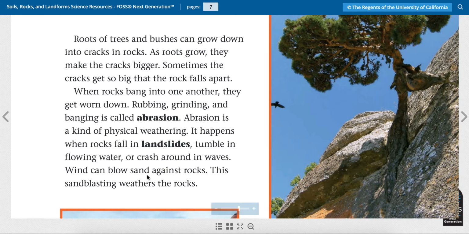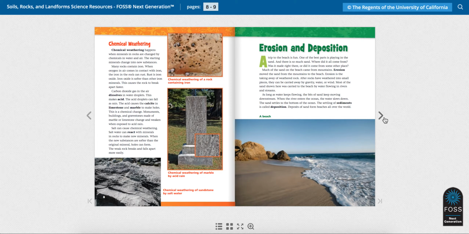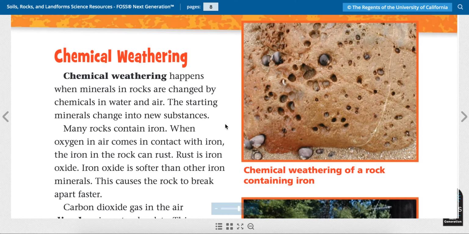Wind can blow sand against rocks. This sandblasting weathers the rocks. So I guess abrasion is when things rub against rocks or rocks rub against each other, and that breaks them down into smaller pieces. That's physical weathering. Now, on the next page, we're going to learn about chemical weathering.